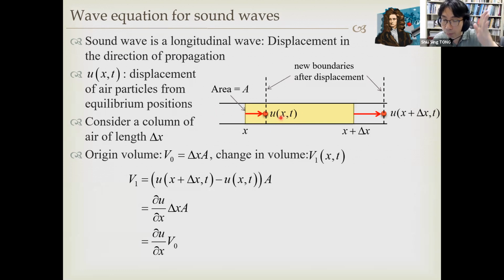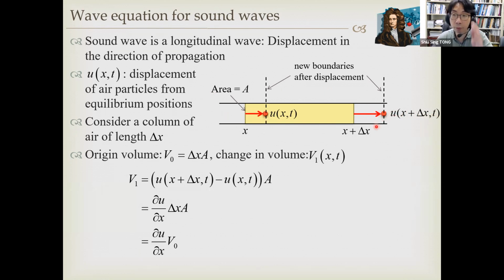Particles at different positions will have different displacements, and the displacement also depends on time as the wave passes. Initially the particle is here, but at a certain time the particle has been displaced to this new position, and the length of the red arrow is u at x, t. Similarly, at position x plus delta x, the particle at time t is displaced to here. So the length of the displacement is u at x plus delta x, comma t. So the two particles have different displacements, right?